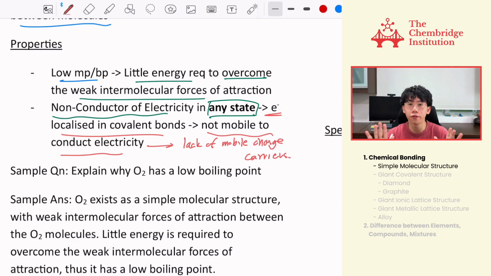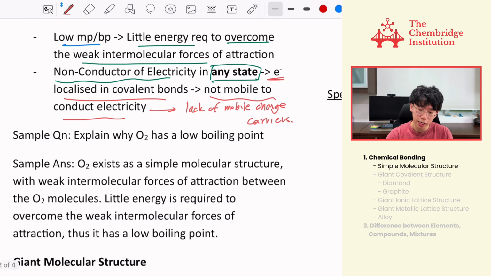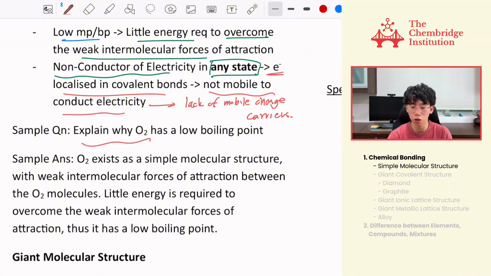So what's a sample question for chemical bonding, and how can we use our newfound chemical bonding answering technique to answer these kinds of questions? Here's a look at an example. Let's say a question asks you, explain why O2 has a low boiling point. First, you need to know that O2 is a non-metal and a non-metal, so there's covalent bonding between them. And we need to know that it is a simple molecular structure.